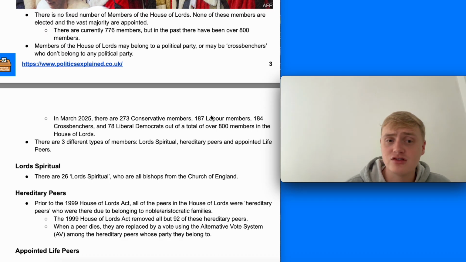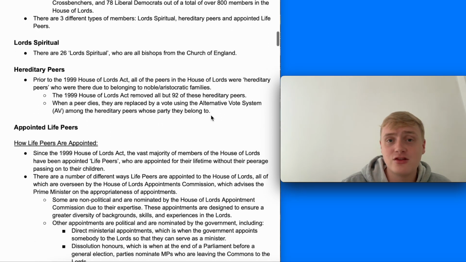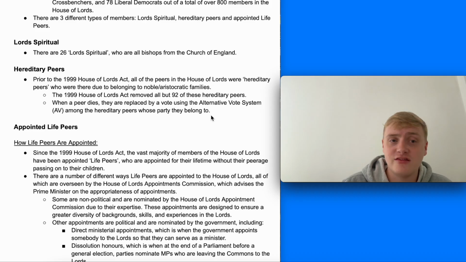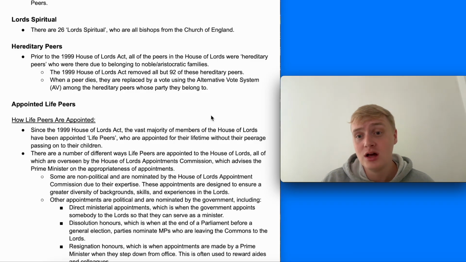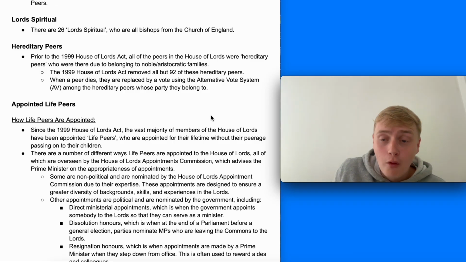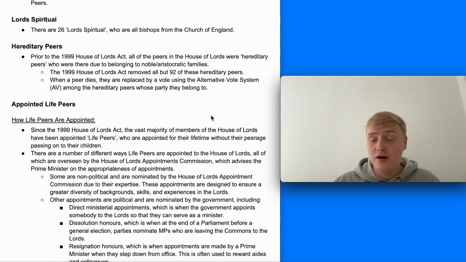And there are three different types: Lords Spiritual, Hereditary Peers, and Appointed Life Peers. So there are 26 bishops from the Church of England who are there. They're not appointed by the government, for example. There are still 92 Hereditary Peers who are there due to belonging to noble aristocratic families. They were there before Tony Blair's reform to the House of Lords. The vast majority of the House of Lords were Hereditary Peers.